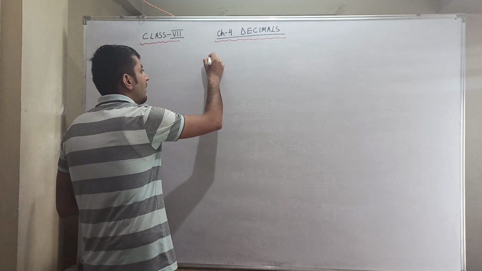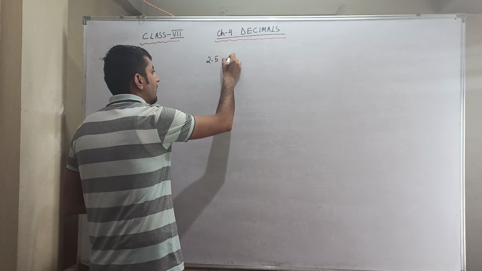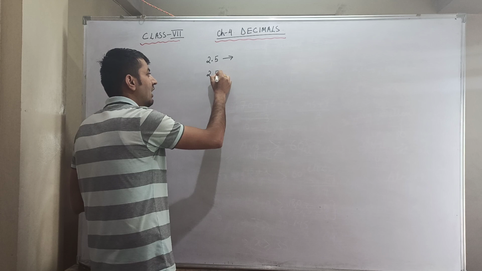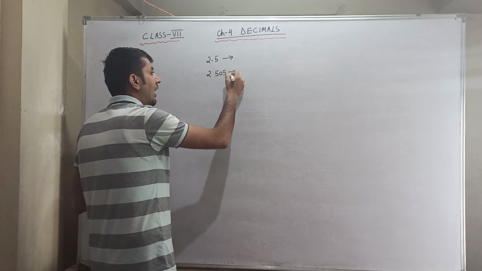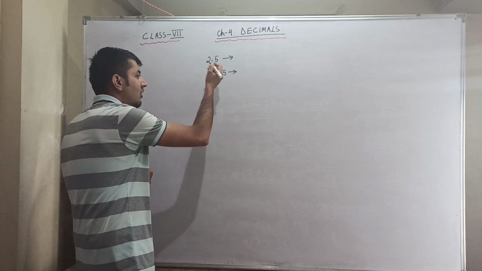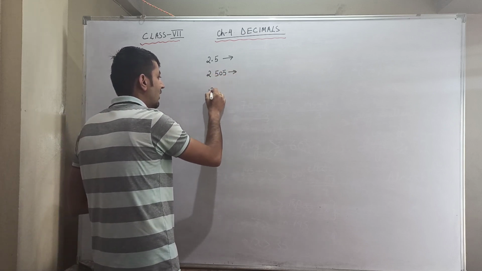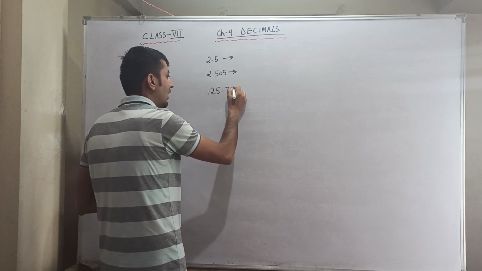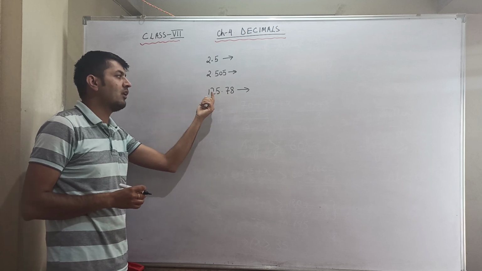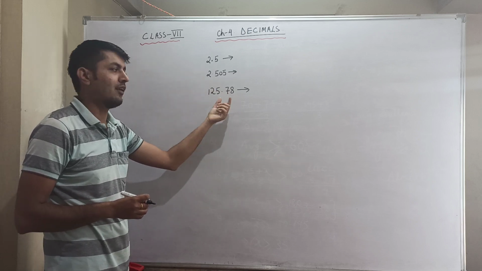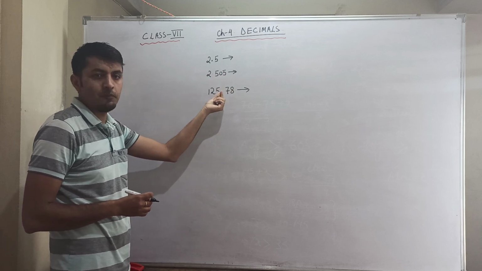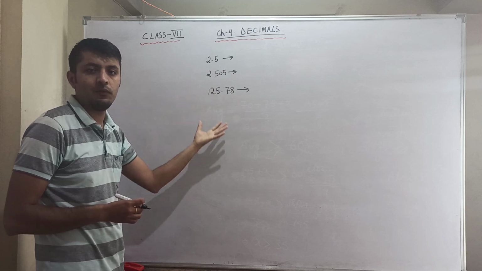Suppose if I write down here 2.5, how do you name this? If I write 2.505, how do you name this number? Let me give another example, 125.78. How do you name this number? After the point, you have to name the digits individually, like 7, 8, and so on. That way you have to name it.